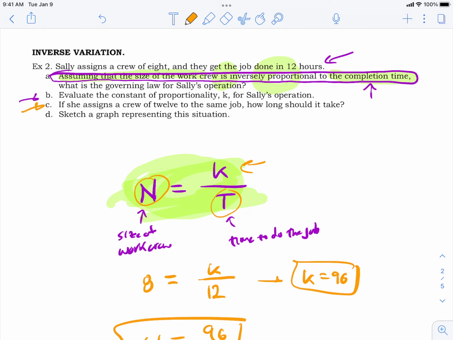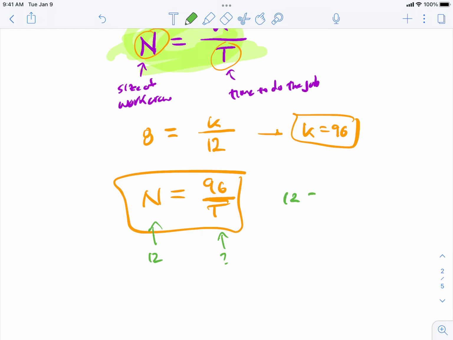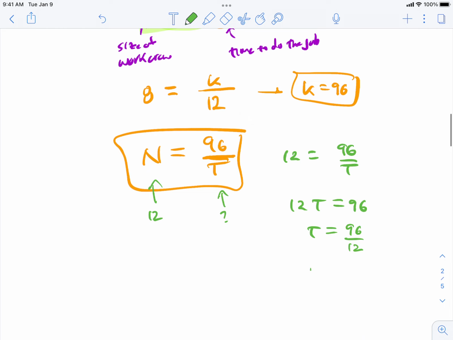She assigns a crew of 12, so how long will that take? Crew of 12 means we're going to set the crew to 12, and the question is, how long will it take? T equals what? Well, if you put the 12 there, you have 12 equals 96 over t, and you have to solve for t. Multiply both sides by t, and you get this. Divide both sides by 12, and you get this. And so that comes out to 8 hours. So it's going to take 8 hours.